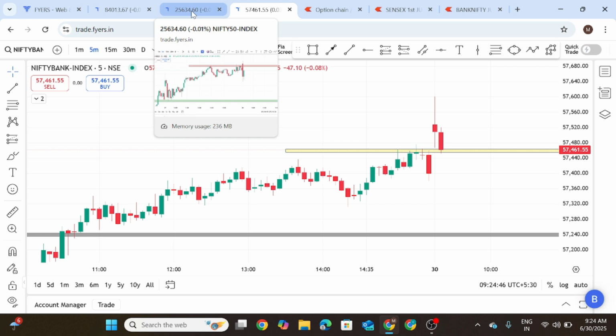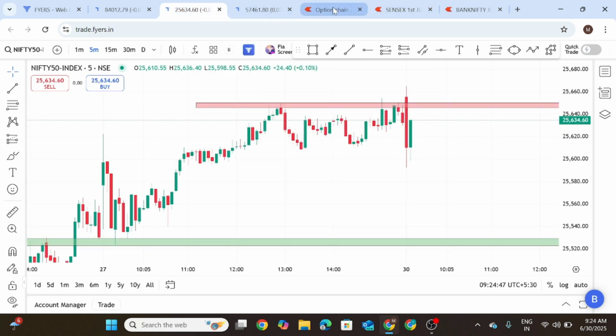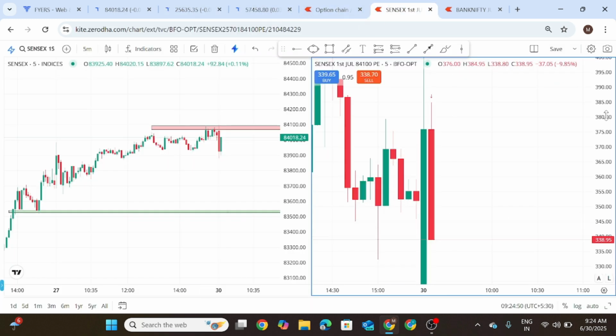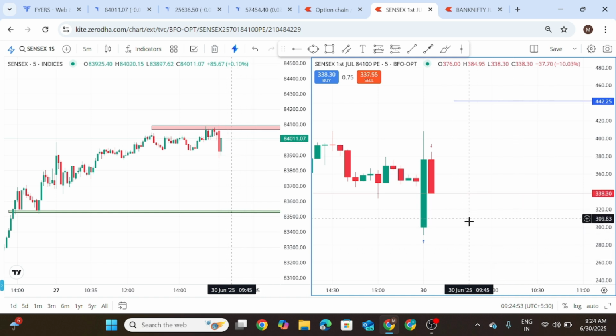Okay, it's highly confirmed. Banknifty is also trying to turn bearish. It's showing bearish strength. I'm just waiting for the candle to close.